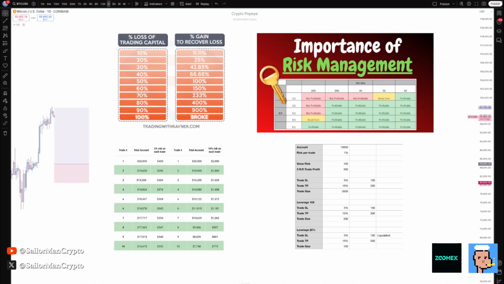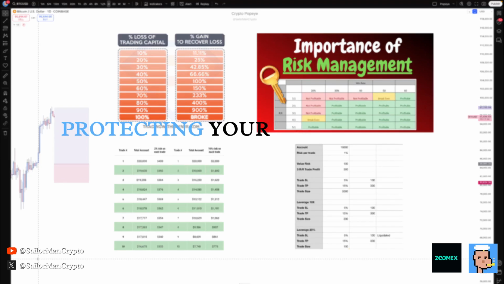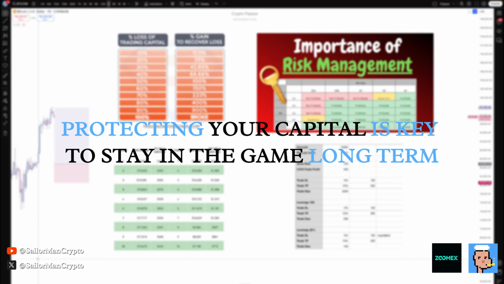But without further ado, let's go and understand why risk management is so important. So basically, while trading or investing in general, all you have is your capital, and your capital is what allows you to stay in the game. Without capital, you cannot trade, you cannot invest, you cannot do anything. So it's very important that you protect your capital as much as possible in order to be able to participate in the market as long as you want.